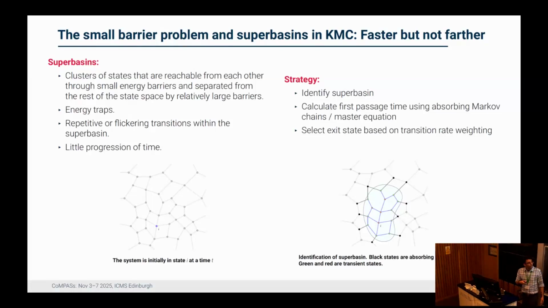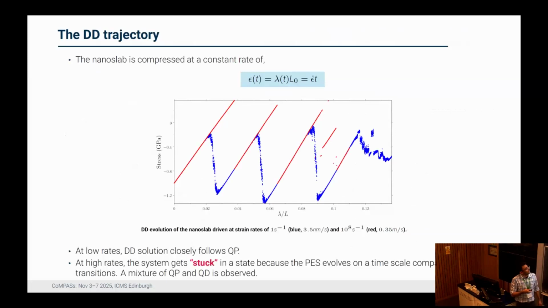So when you detect that flickering is happening in the system, you turn on your super basin algorithm automatically, and then it identifies the super basin, and then it numerically integrates the master equation, and finds the first passage time as well as samples the exit pathway. That allows us to do a kinetic Monte Carlo on this evolving landscape.